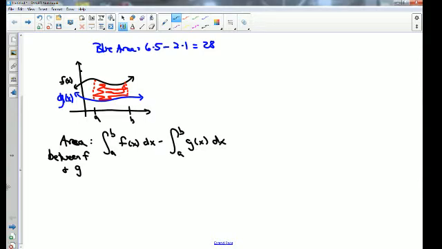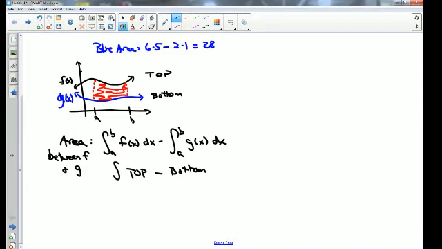Okay, one of the easiest ways to remember this is top and bottom function, and it's just top minus bottom. That's the easy way to remember it. Does that apply if it's under the x-axis? This is still the area between the curves, right? It's always top minus bottom.